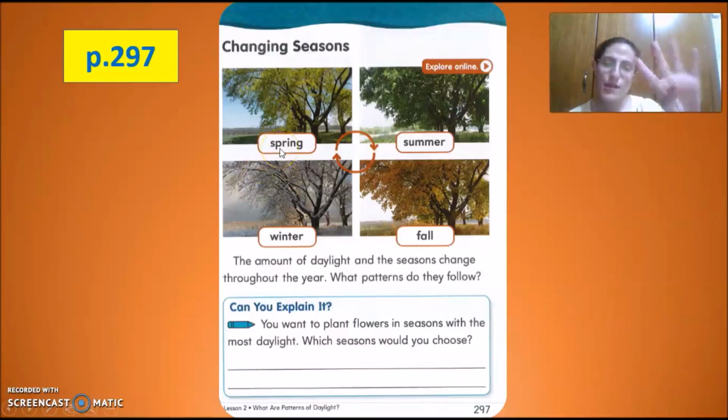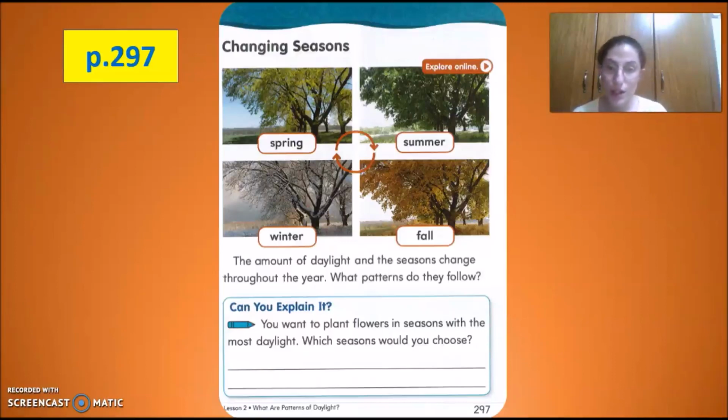So we have 4 seasons: spring, summer, fall, winter, or fall, winter, spring, and summer. Why do you think they placed these 2 arrows in the middle? Excellent, they placed these 2 arrows in the middle to tell us that it is a cycle that keeps repeating itself. So these 4 seasons occur each year, every year, in the same order. Clear? And we're going to study why we have the seasons in a bit.